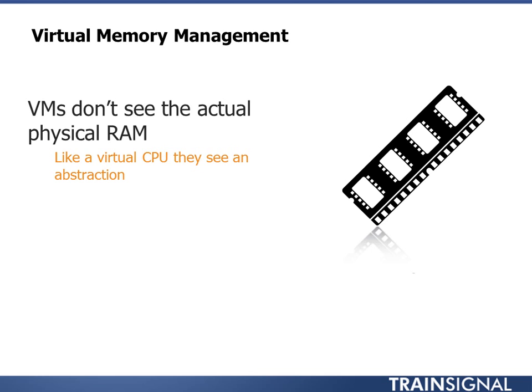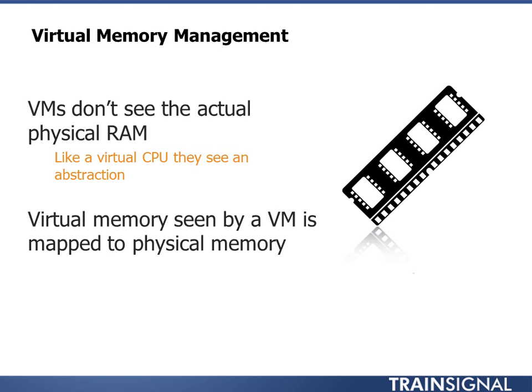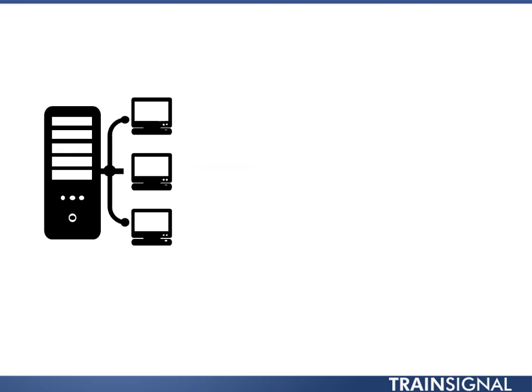And then you have virtual memory management. VMs don't see the actual physical RAM, just like they don't see the actual CPUs. They see an abstraction. Virtual memory seen by a VM is mapped to physical memory. I mean, the stuff has to be stored somewhere, right? It's got to be stored in physical memory, just like the Windows VM I'm using right now on my iMac. This stuff we're looking at is stored in RAM. It's just that the RAM my Windows guest sees is abstracted from the 16 gig of RAM in the iMac here. And that's what Fusion is doing, and that's what ESXi does.